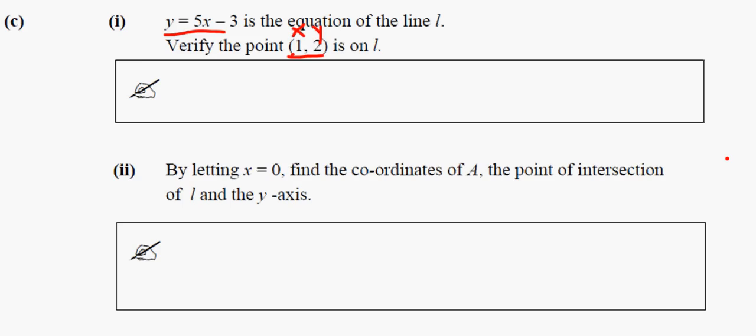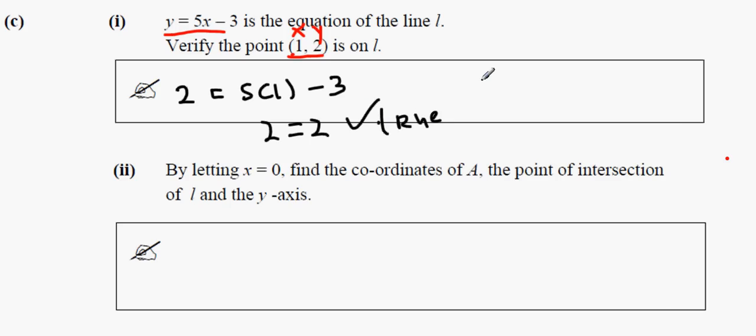So if this point is on the line, it should satisfy the equation of the line. What we're going to get is y, which is 2, equals 5 multiplied by 1 minus 3. 2 equals 2. This is true. Hence, the point is on the line. If it wasn't true, they wouldn't equal each other.